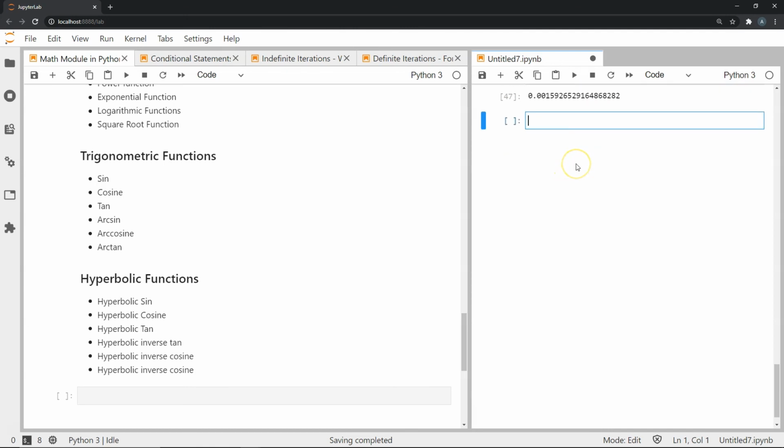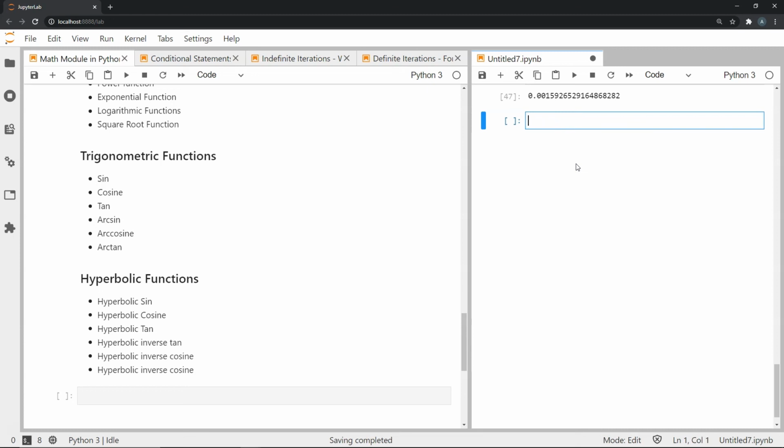Similarly, we can use math.cos to find the cosine of a particular angle. We can use the tan function in case we wanted to find the tan. Similarly, we have the next set for arc sine and arc cosine of angles. To find the arc sine, for example, we would use asin. For arc cosine, we would use this. And for arctan, we would use this.